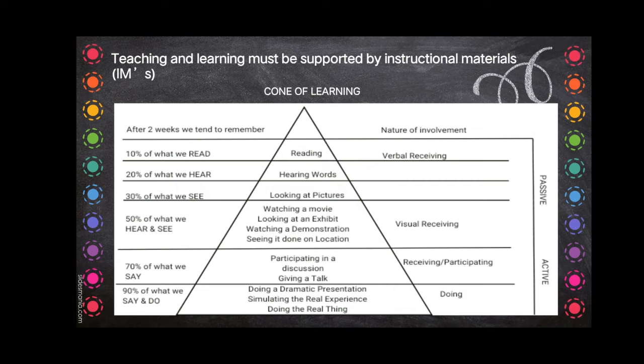So let's discuss. The first one in the upper part is reading. The next one is hearing words. Next is looking at pictures, watching a movie, looking at an exhibit, watching a demonstration, seeing it done on location. Next is participating in a discussion, giving a talk, and lastly, doing a dramatic presentation, simulating the real experience, doing the real thing.